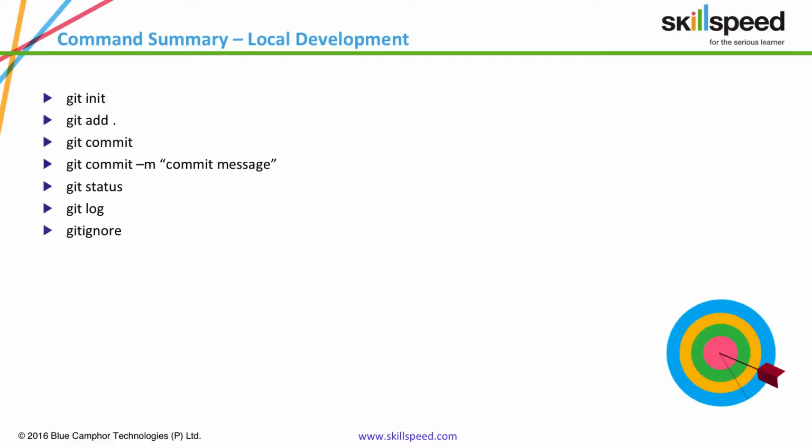So in the process of learning all these things, we have learned a couple of new commands in Git. We saw git init, git add, git commit with -m, git status, git log, and finally git ignore.